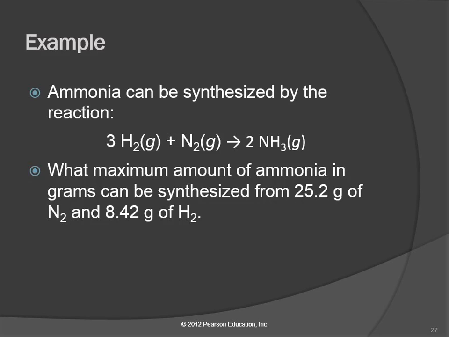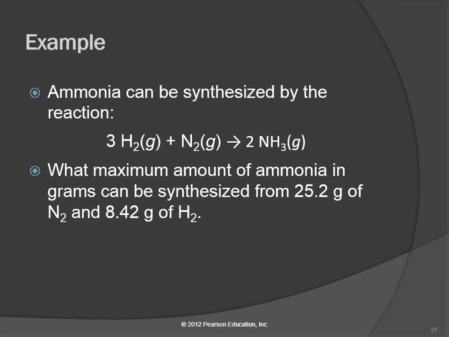Okay, so let's do one. Ammonia can be synthesized by this reaction. You can react hydrogen and nitrogen and make ammonia. What maximum amount of ammonia in grams can be synthesized from 25.2 grams of nitrogen and 8.42 grams of hydrogen? It doesn't use the word theoretical yield, does it? It doesn't even use the word yield. The maximum amount that can be made, that is the theoretical yield.